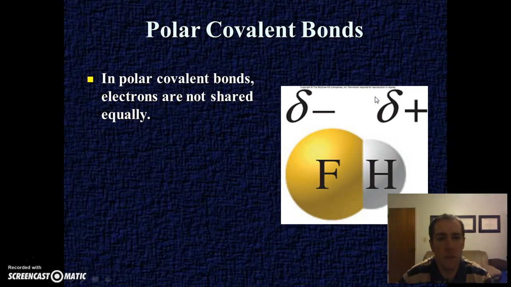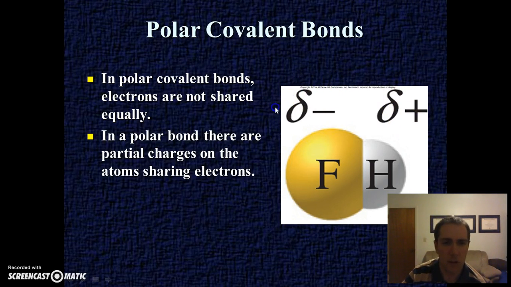So let's look more at these polar covalent bonds. I said it's not shared equally. So here we have a fluorine and a hydrogen. The fluorine holds that electron closer to it than the hydrogen does. And because the electron is negative, the fluorine gets this partial negative. This little symbol here is a lowercase delta. And so we write partial negative as a lowercase delta negative. And because the hydrogen has less electron than the fluorine, it has a partial positive. There's always going to be a partial positive to balance out a partial negative.